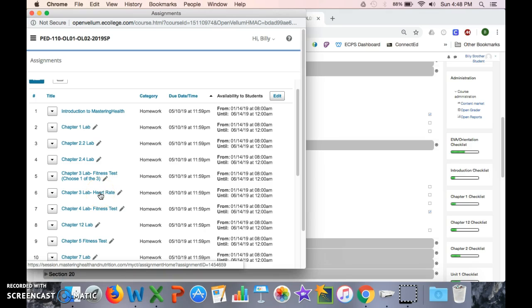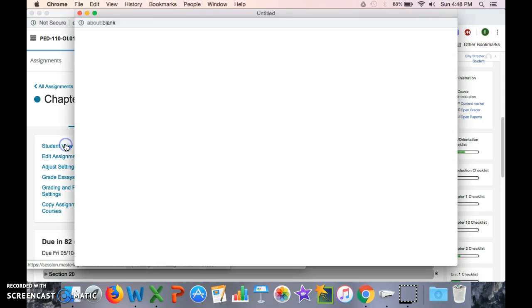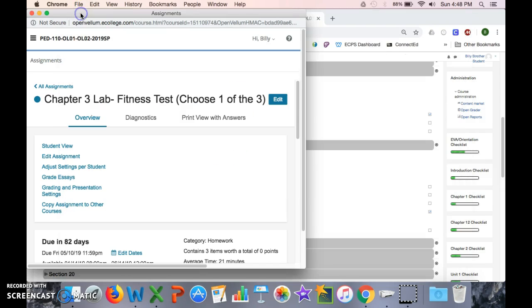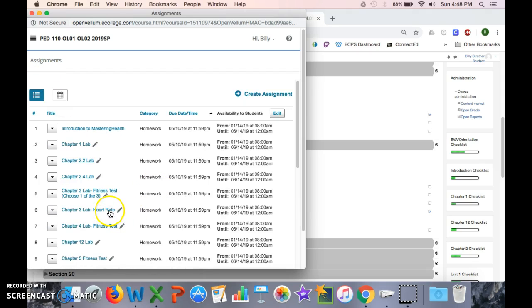That way you're monitoring your fitness levels and making sure that you're getting enough intensity to get gains but not so much that it would put you at risk. So you choose one of these fitness tests: 1.5 mile run, 1 mile walk test, or step test. Obviously the step test is the easiest. It's just important that you have the proper materials so it's safe for you to complete that step test. But you can do one of these 3. Again, you don't have to do all 3. So one of those, and then backing out of there, the heart rate lab also.